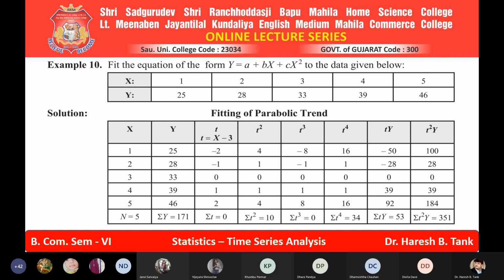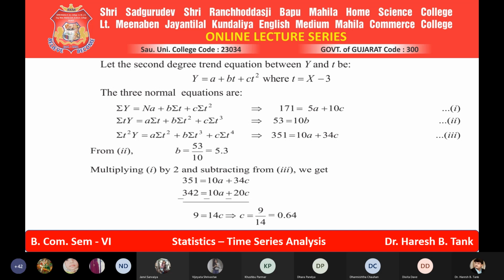Are you getting all these values as a sum of the columns? Yes, sir. That's great. Let me shift to the next slide now.